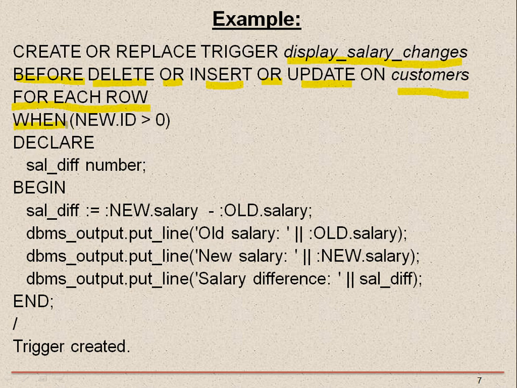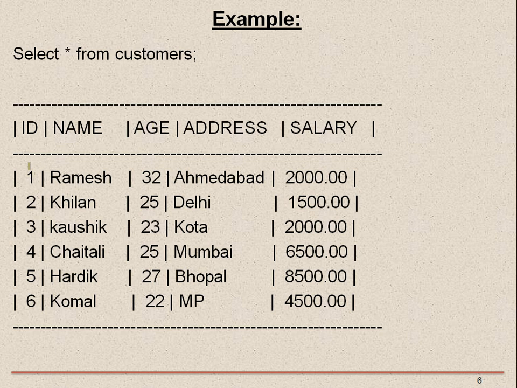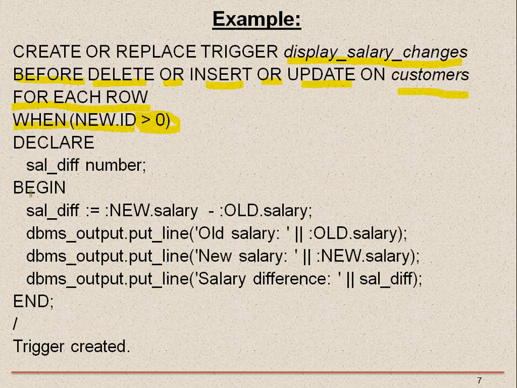Now when new.id is more than 0, that means if it's null, then it will be discarded. You can see here in the id field, each and every record contains a unique id. There is no zero id for any of the records, so that's why I am considering more than 0 here. Now in the declaration section, I am declaring one variable, salary_difference, of type number, because I want to find the difference of salary. Now the begin section of the trigger.